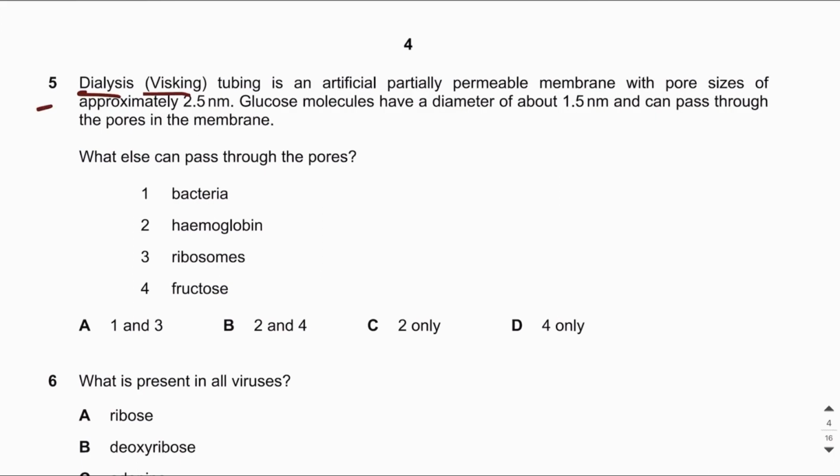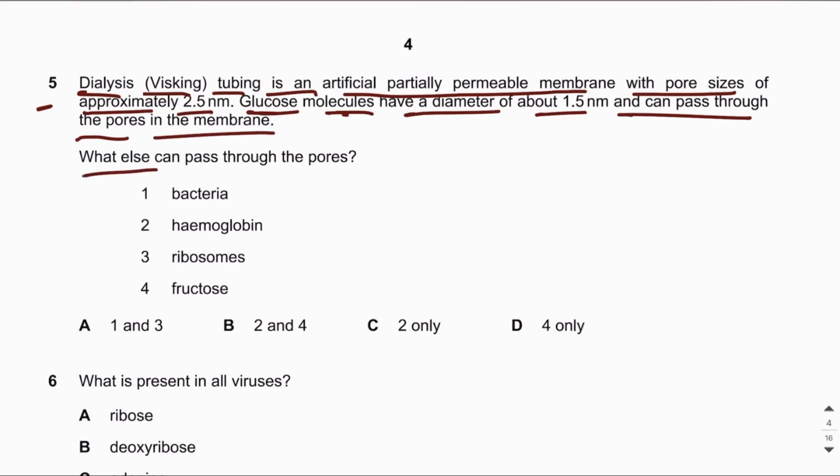Dialysis tubing is an artificial partially permeable membrane with pore sizes of approximately 2.5 nanometers. Glucose molecules have a diameter of about 1.5 nanometers and can pass through the pores in the membrane. What else can pass through the pores? So guys, they're saying that there's an artificial partially permeable membrane, that is dialysis tubing, and it has pores with sizes of approximately 2.5 nanometers, and a glucose molecule has a diameter of 1.5 nanometers, so it can pass through the hole. We need to select the options that can also pass through these pores.